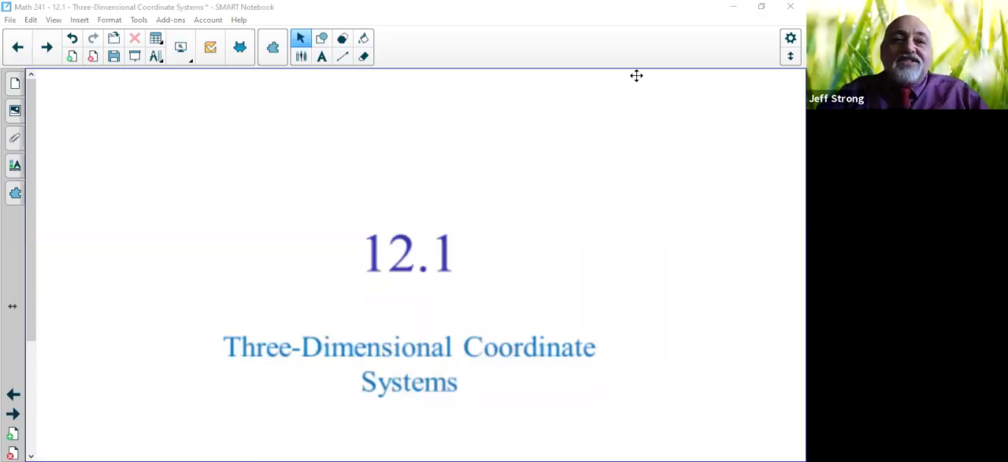Okay, so this first lesson is from chapter 12, section 12.1 on the three-dimensional coordinate system. So the idea is, we're used to graphing in 2 dimensions, and now we're going to extend that to 3. Okay, so let's go ahead and go through it.